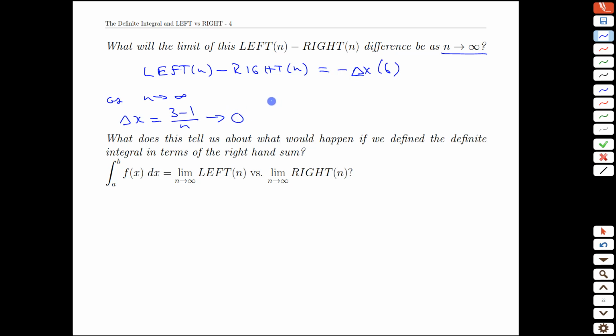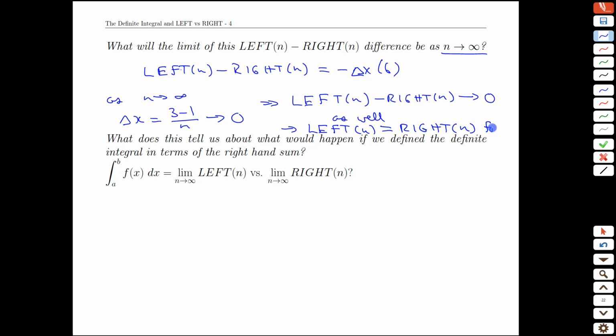If delta x is going to 0, then that implies that the difference between the left and right sums, well, all it is is delta x times 6, they are going to 0 as well. And so that is telling us the left-hand sum is going to be essentially the same, let's write equals here, is going to equal the right-hand sum for n going to infinity. What does this tell us about what would happen if we defined our exact area calculation, the definite integral, with the right-hand rule, or right-hand sum, instead of the left? We get the same answer.